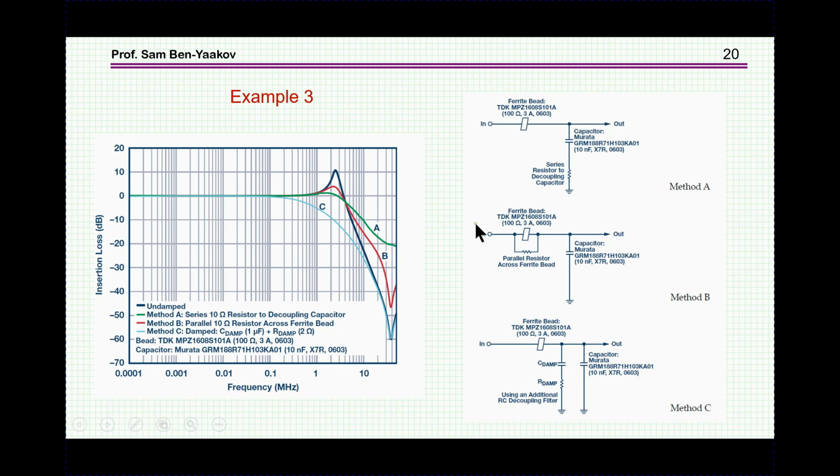Now, for method A, we see an improvement. Method B, we see an improvement in terms of the attenuation, but there's still a peaking here. And method C, with this snubber-like damping, is actually the best.